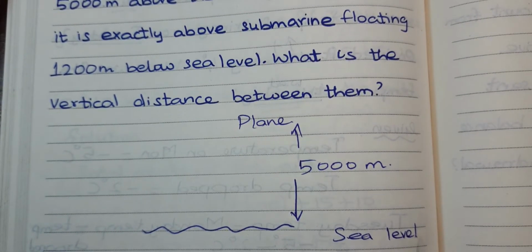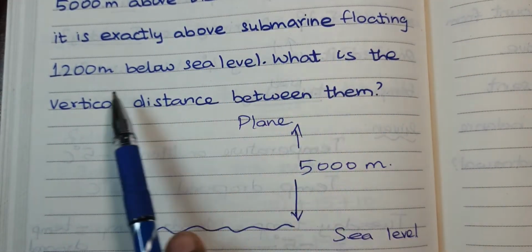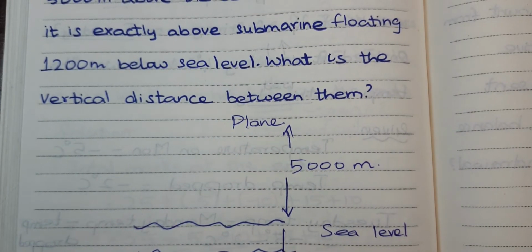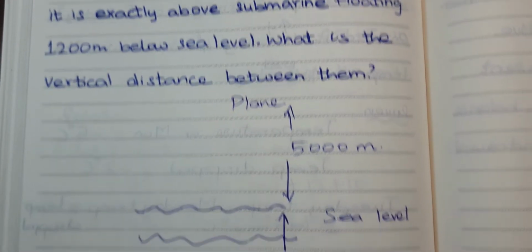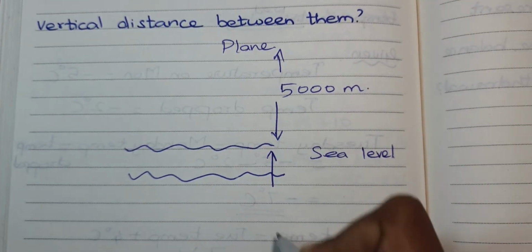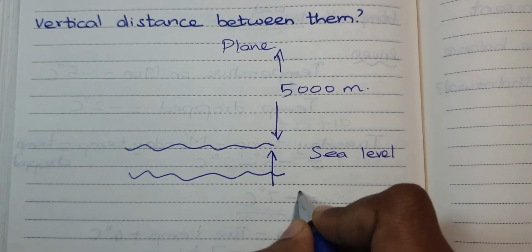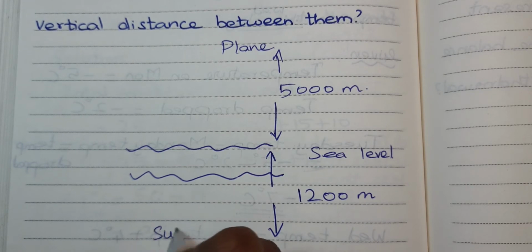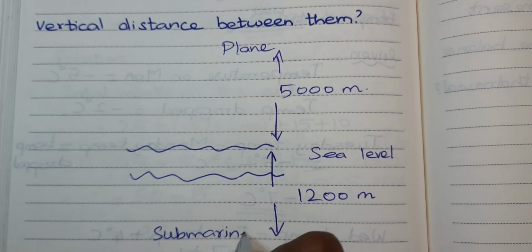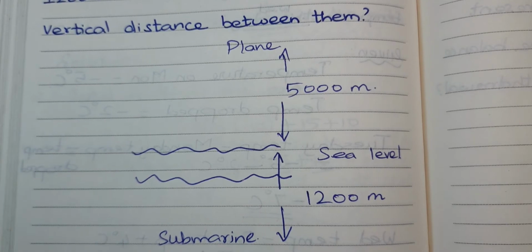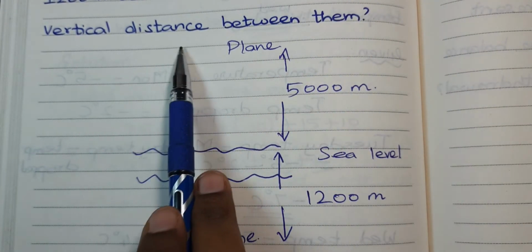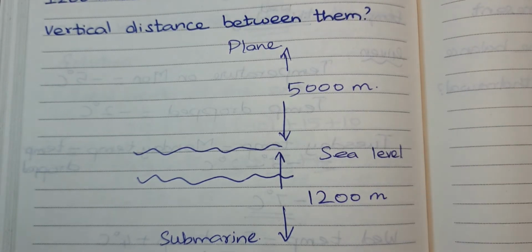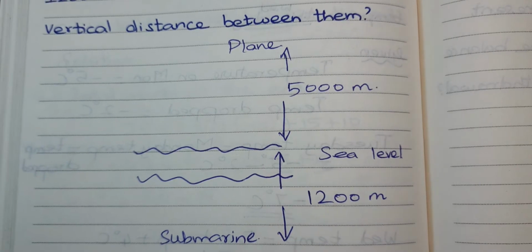Next, at a point it is exactly above a submarine floating 1200 meter below sea level. So this is the sea level and below the sea level, submarine means it will float under the water. So below sea level the submarine is there at a distance of 1200 meter. What is the vertical distance between them? I have to find out the vertical distance between the plane and the submarine. So this is the content they have given.